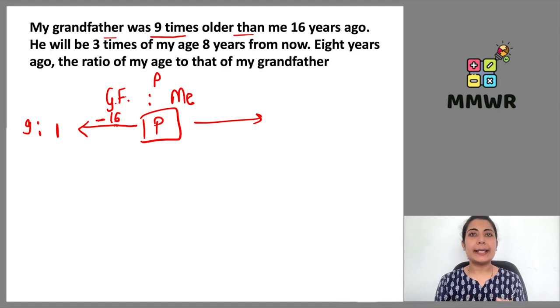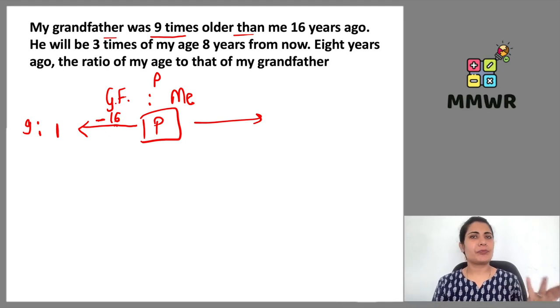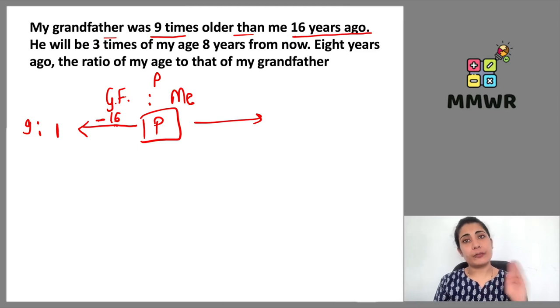So based on my age, because it is a ratio, we can multiply it by any number. So that is why we can cross check it. Okay. So this was the scenario 16 years before. 16 years before, my grandfather's age.